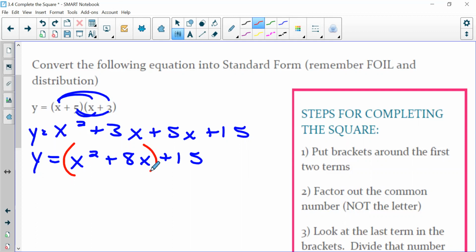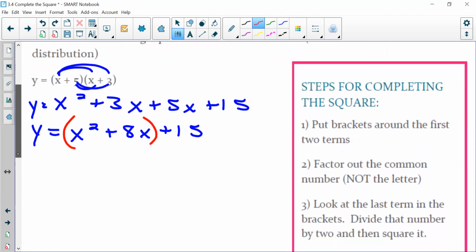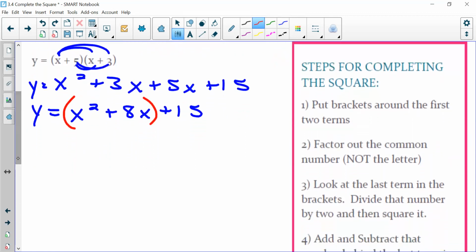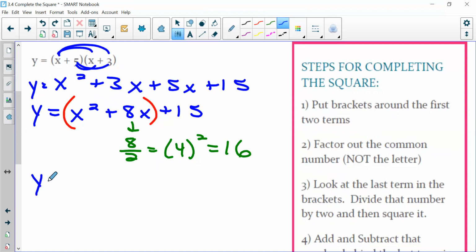Step number 3, look at the last term in the brackets. Divide by 2 and square it. So what's half of 8? And what's 4 squared? 16. What am I doing with 16? Good. Number 4, add and subtract that number behind the last term in the brackets.